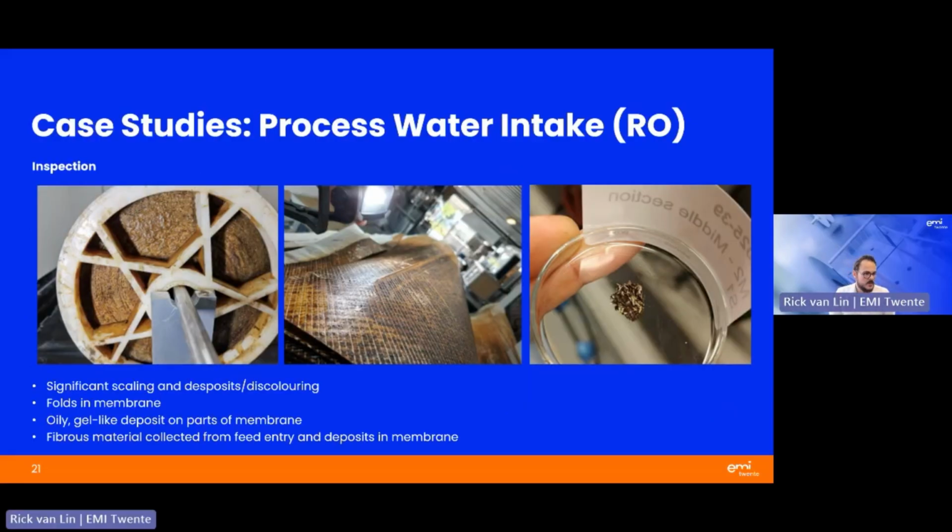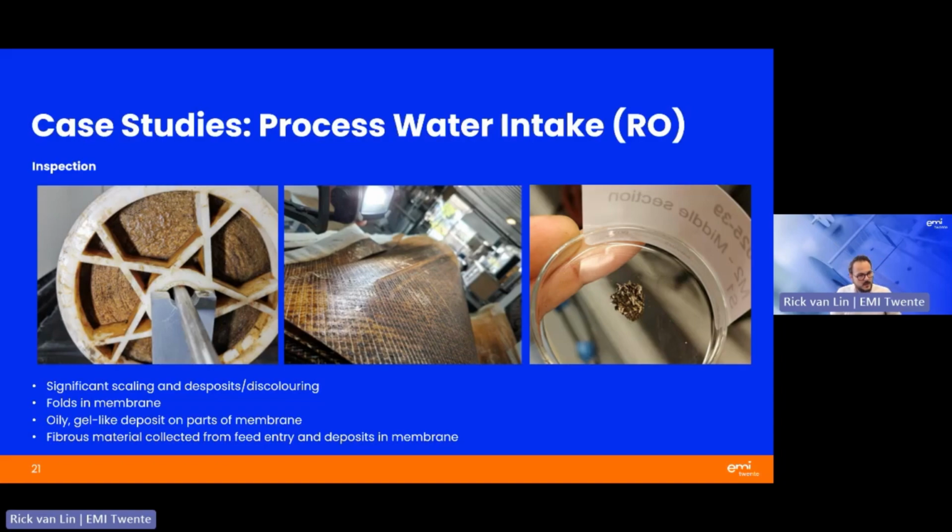So inspection, well, you don't have to be a scientist to see that this membrane has gone through a lot. There was significant scaling, and there were different types of deposits on the membrane. There was discoloring. You can even see some folds in the membrane indicating severe mechanical stress. All over the membrane, there were some oily and gel-like deposits, and even some fibrous material was collected from the feed entry point, and some typical deposits on the membrane.